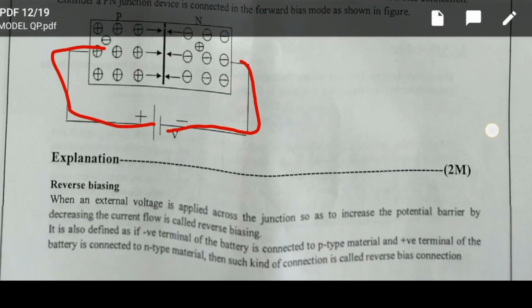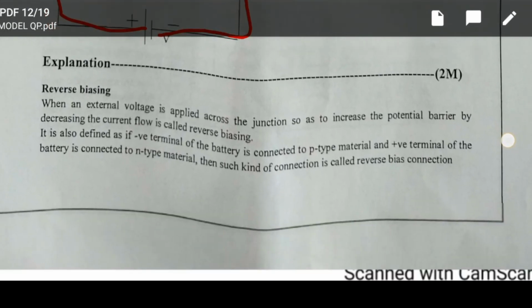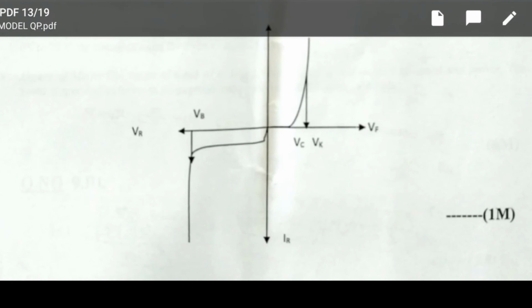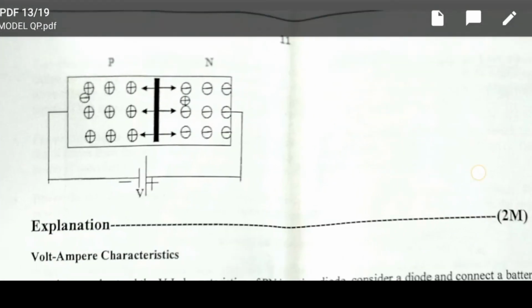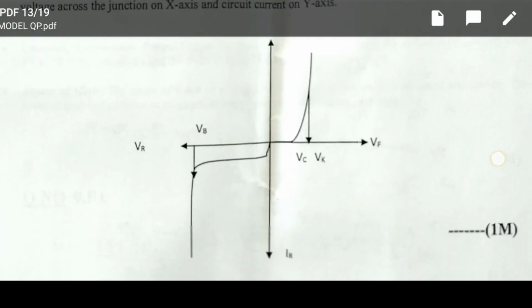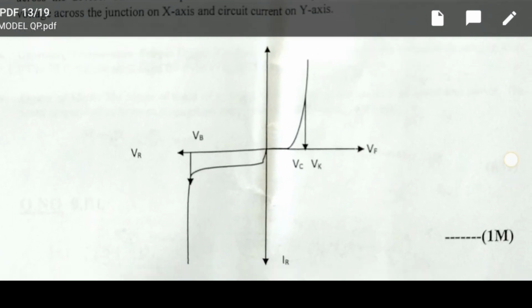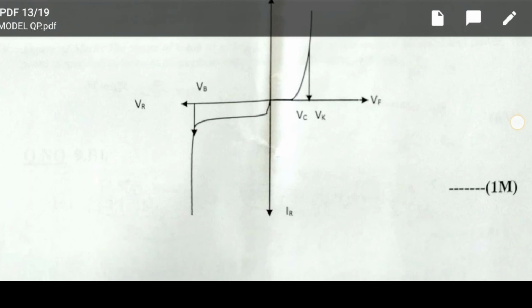Explanation: reverse bias, forward bias, how it works, that is the junction diode. Remaining, what are the properties of the junction diode, what are the characteristics of the junction diode. These are the characteristics of the junction diode: reverse breakover voltage VB, forward voltage VF, and breakover voltage, like that. For graphs also some marks are allotted.